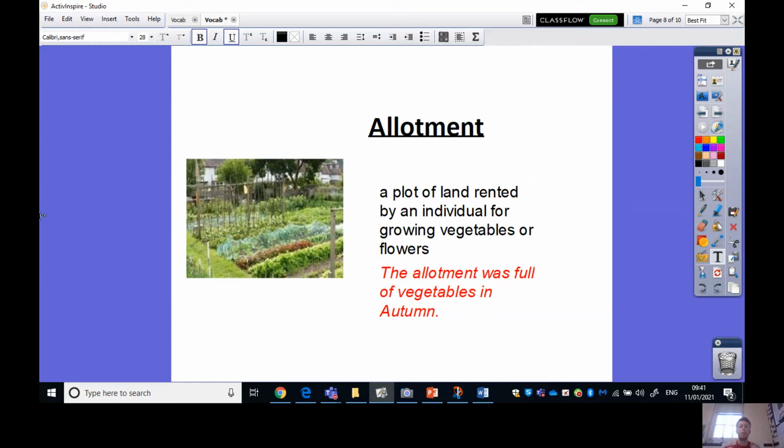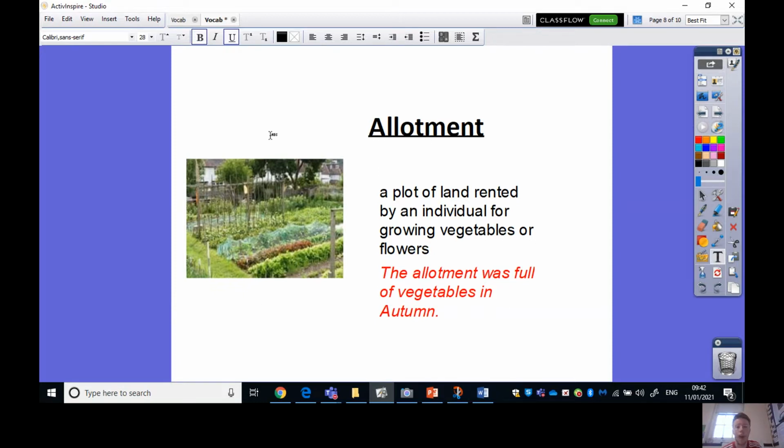Okay, and allotment. My turn. Allotment, your turn. Allotment is a plot of land rented by someone to grow vegetables and flowers. So often in villages you might see allotments where people rent a little bit of land so that they can grow vegetables or flowers if they do not have room in their own house to do that.